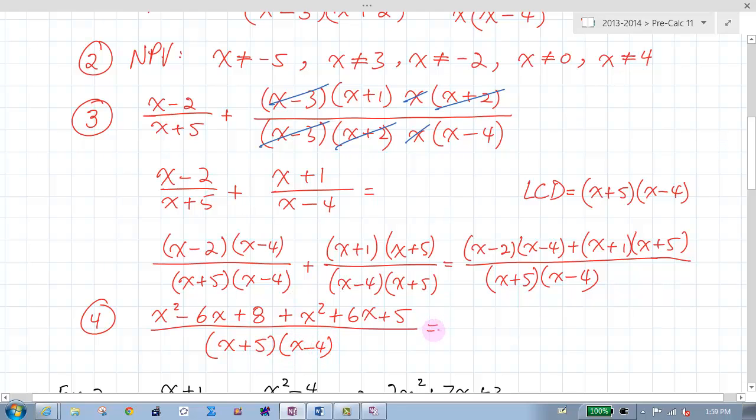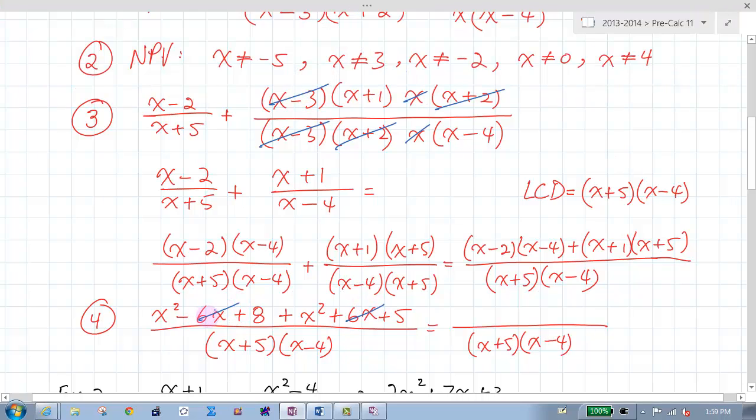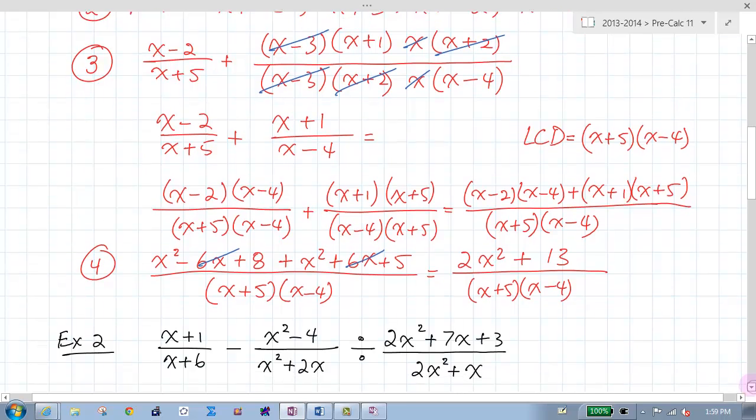Now we go after combining like terms in the numerator. There isn't really much to do in the denominator, so we just leave it as it is. The 6x and minus 6x cancel each other out. So we end up with x squared plus x squared, which is 2x squared, and then 8 plus 5, which is 13, and that's the most simplified version, and we just leave it at that. Okay? Now we're going to go to another example.